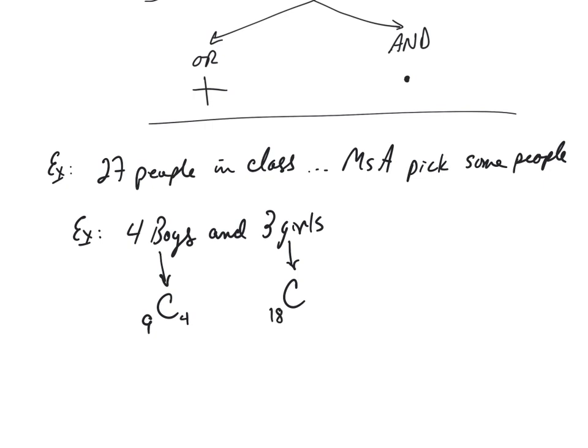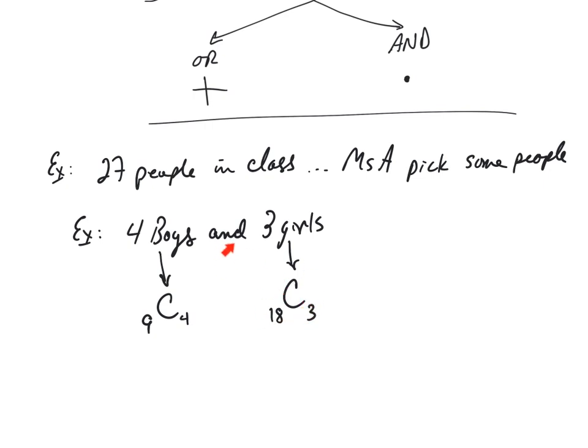There we go. So then she's going to have 18 girls to pick from, and she's going to choose 3 of them. Okay? Now, can you guys calculate the combinations of 9 total boys selected 4 at a time? Sure, we have our formula. Can you also calculate the number of combinations of 18 total girls selected 3 at a time? Sure, we have our formula.